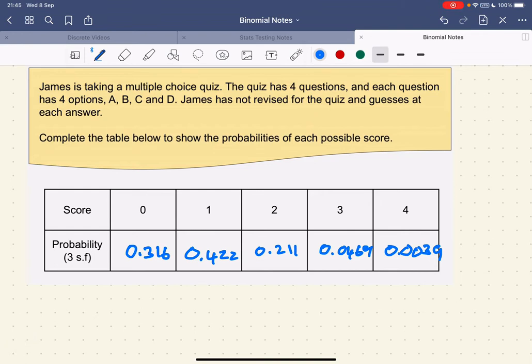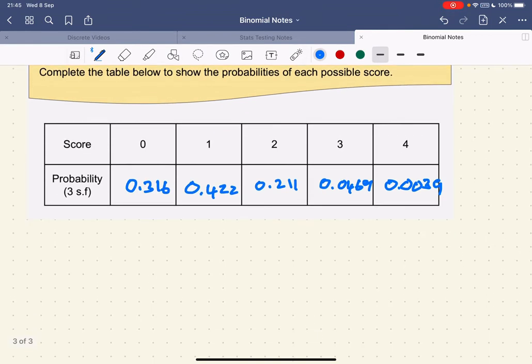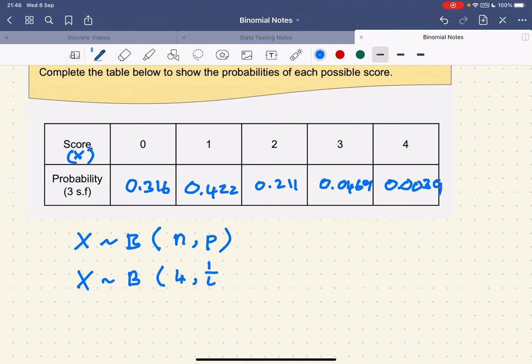we have four questions and we guess on each option A, B, C, D. So we're just going to use some notation. So we're saying that X, which is the score, let's call the score X, we're basically saying B for binomial, and we use a bracket, and N and P. Now, the N stands for the number of trials we're doing. So we're doing 4 trials, and P is the probability of a success, so that we get one right, so a quarter.